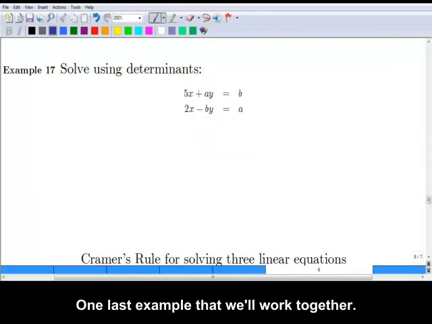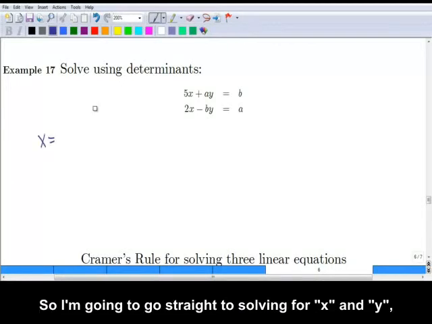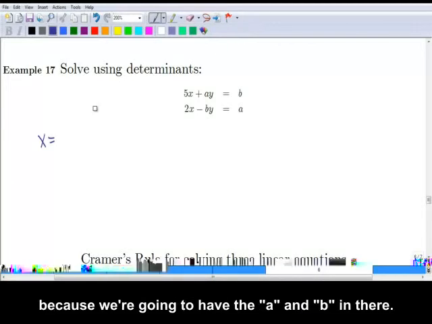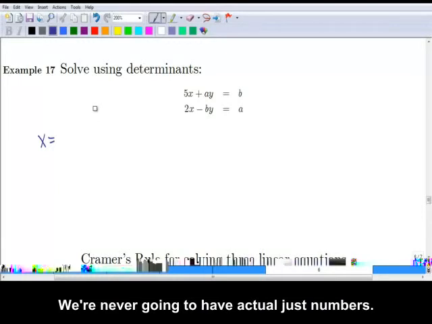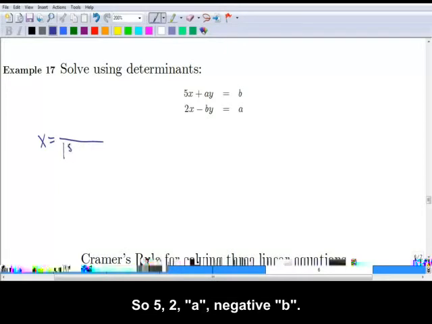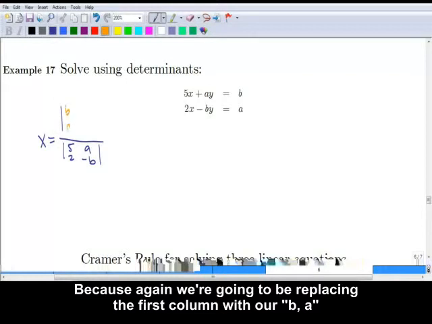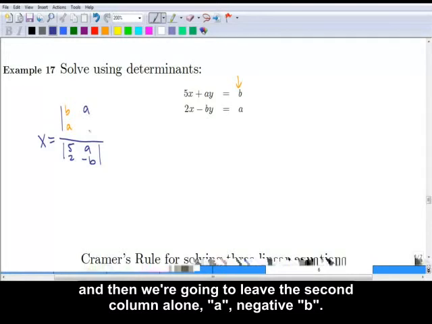One last example that we will work together, and this one involves variables throughout the entire example. So I'm going to go straight to solving for x and y because we're going to have the a and b in there. We're never going to have actual just numbers. It is still easier to set up the denominator first, so 5, 2, a, negative b, because again, we're going to be replacing the first column with our b, a, and then we're going to leave the second column alone, a, negative b.